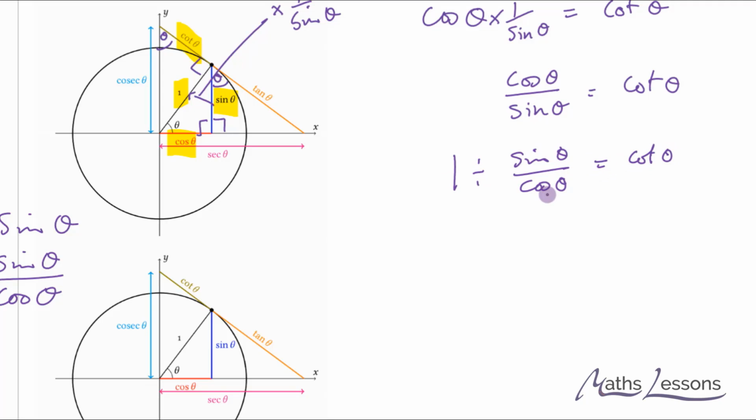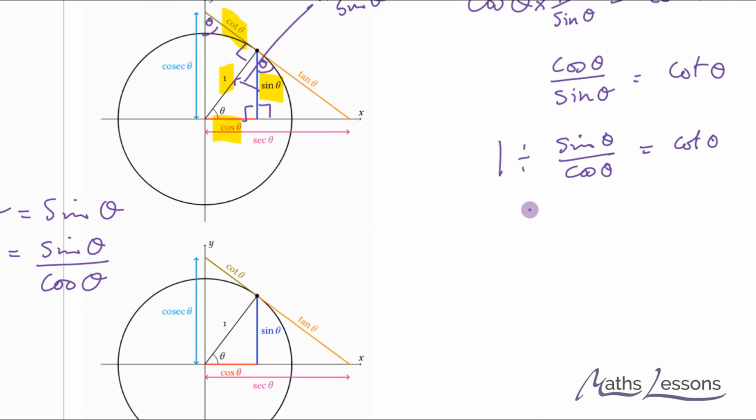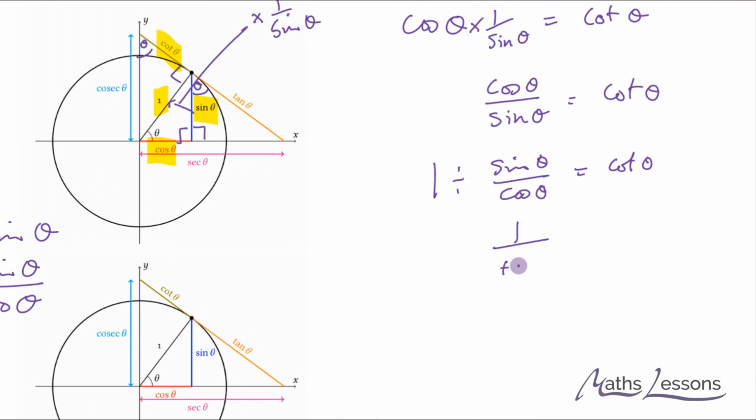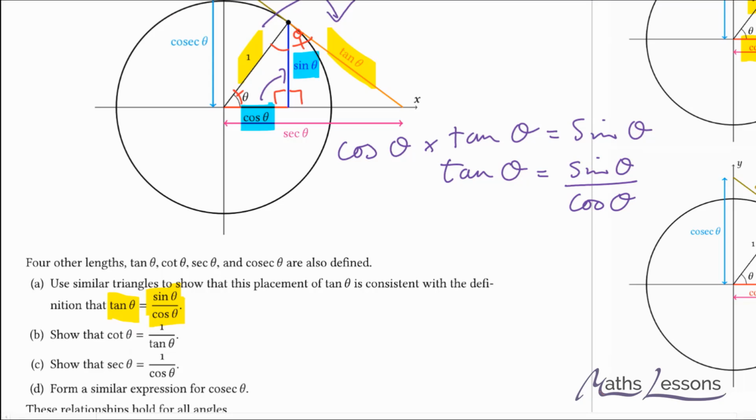And 1 divided by sine theta over cos theta, as we just showed over here, is equal to tan theta. So we've got 1 divided by tan theta will equal cot theta, which is what we needed to show back here. Cot theta equals 1 over tan theta.